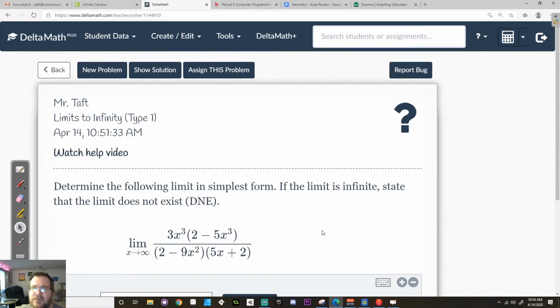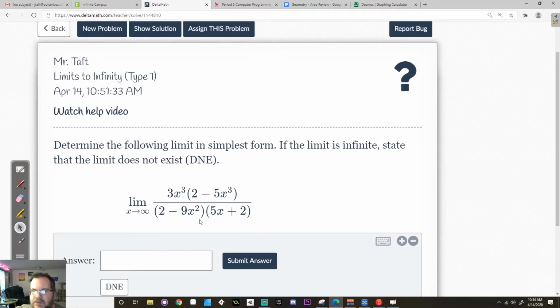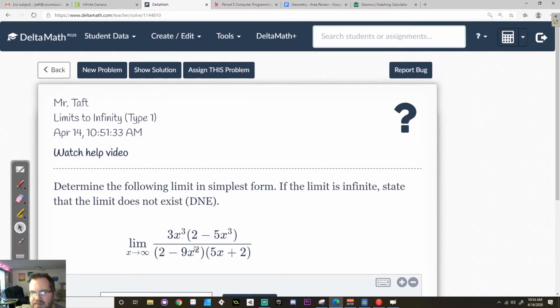So what we're going to be doing today is talking about limits to infinity, and there are a few different ways you can go about doing these. One is algebraically, and the other is using Desmos and analytically looking at the graph to figure out what the limit as it goes to infinity is. If the limit doesn't exist, then you need to answer DNE. So let's take a look at this example.